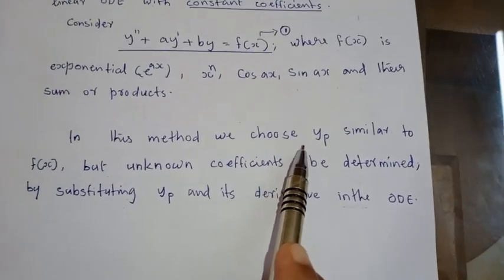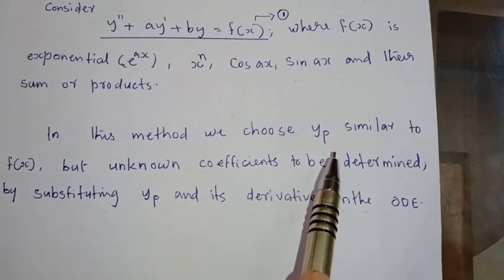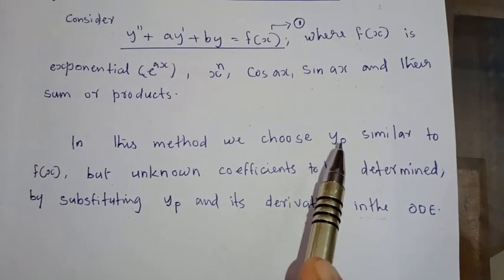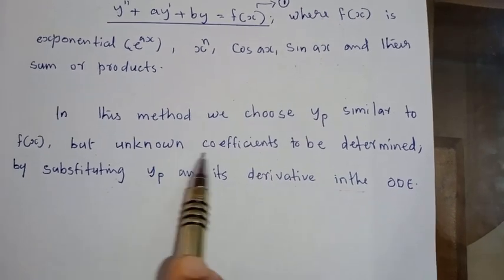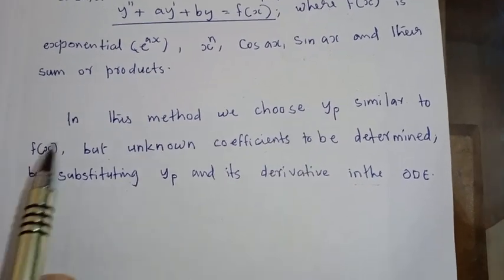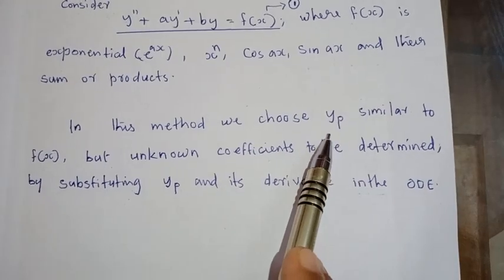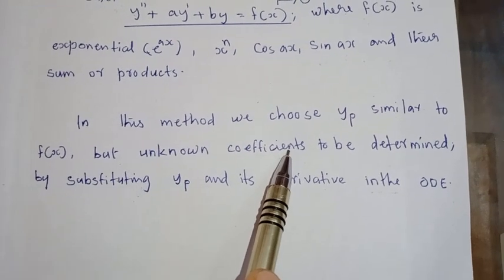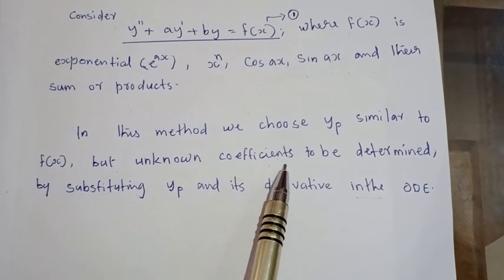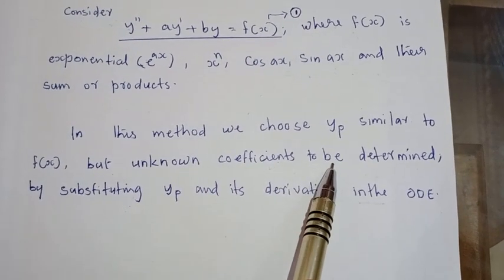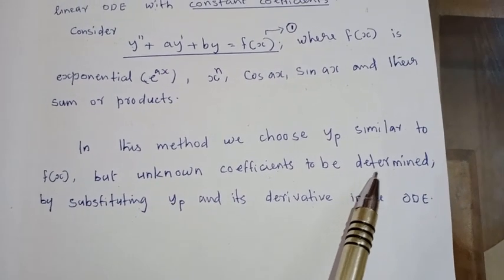That means we are selecting yp according to a table. I will give you one table in the next page. From the table you can select yp. It contains a few unknown coefficients. So based on the function f(x) given, you have to select yp from the table that contains some unknown coefficients that we should find separately. That is why I wrote here the unknown coefficients to be determined. That's why this method is called the method of undetermined coefficients.